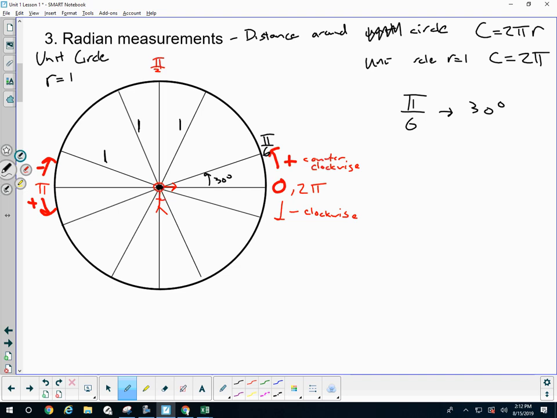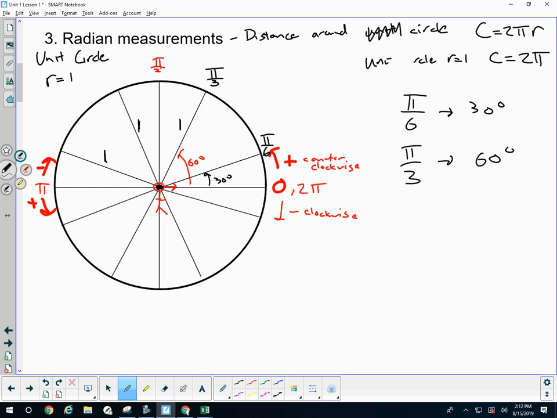I can start at 0, add a pi over 6, and add another pi over 6. Pi over 6 plus pi over 6, 2 pi over 6. Well, 2 pi over 6 is the same as pi over 3, if you just simplify the 2 over the 6. Well, that created a 60-degree angle. It is important to remember that pi over 3 is 60 degrees. But let's keep going. Let's see if I see any different type of angles.